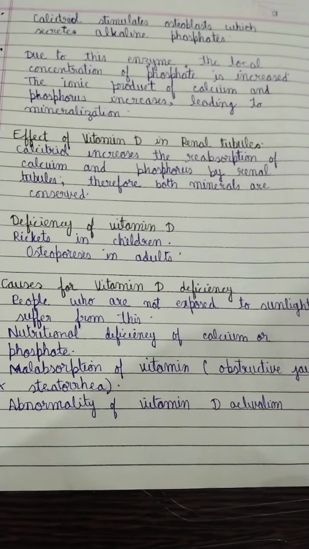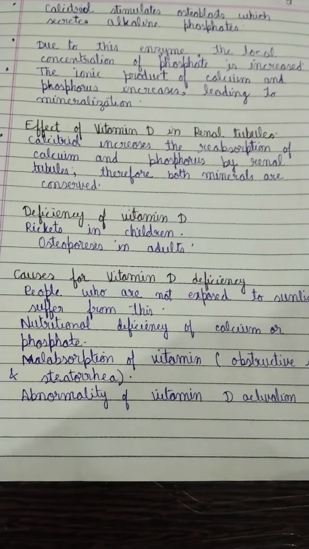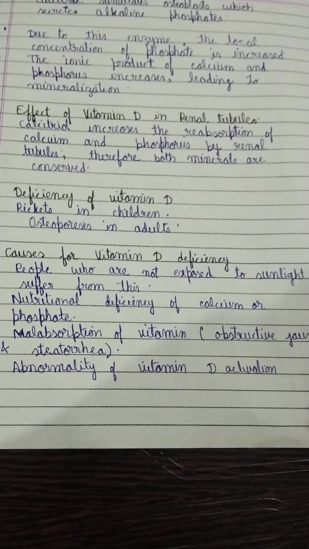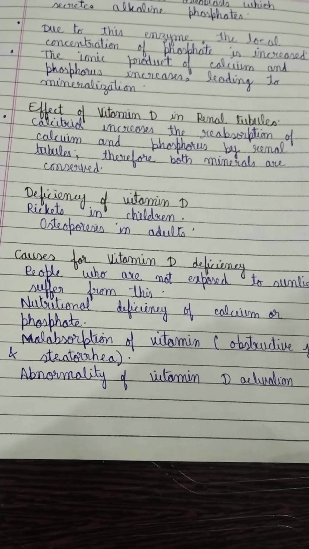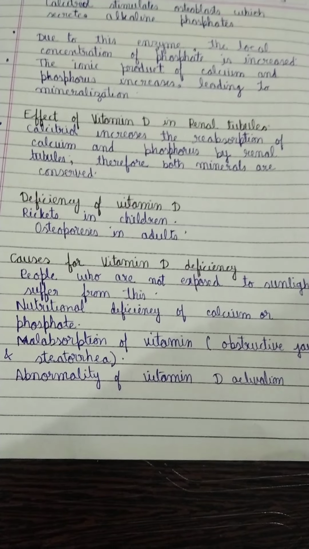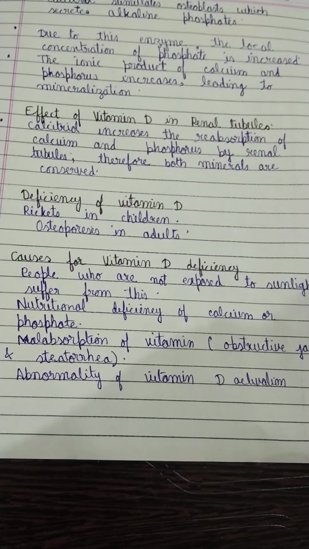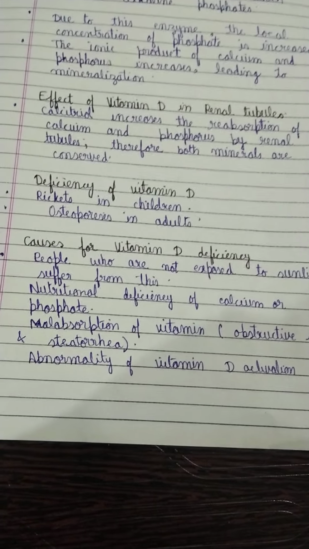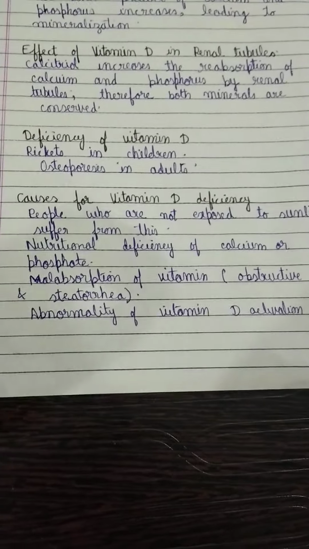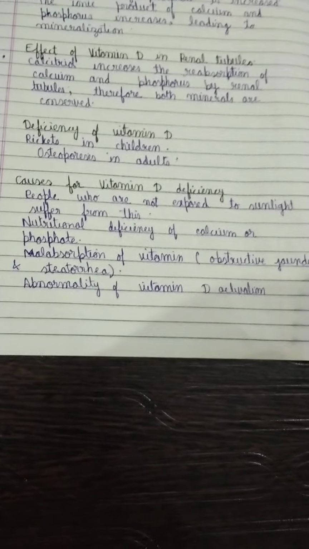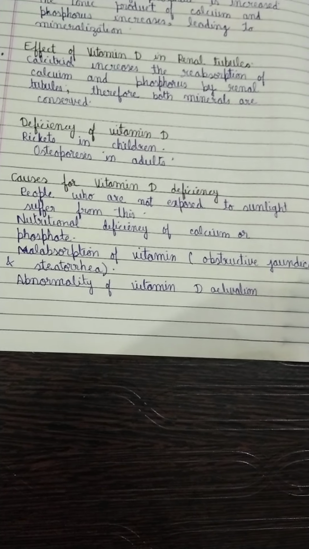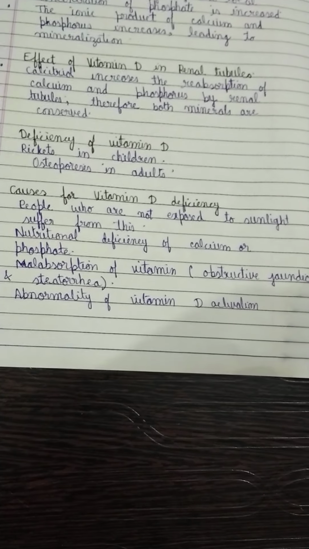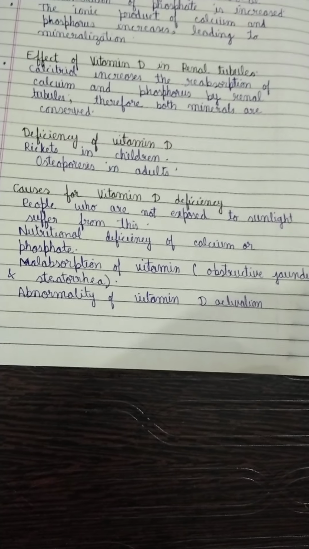Now see causes for vitamin D deficiency. People who are not exposed to sunlight suffer from this. Nutritional deficiency of calcium or phosphate also causes vitamin D deficiency. Malabsorption of vitamin D in case of obstructive jaundice and steatorrhea also causes deficiency. Other causes are abnormality of vitamin D activation.